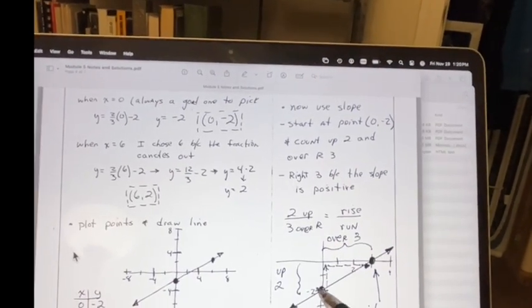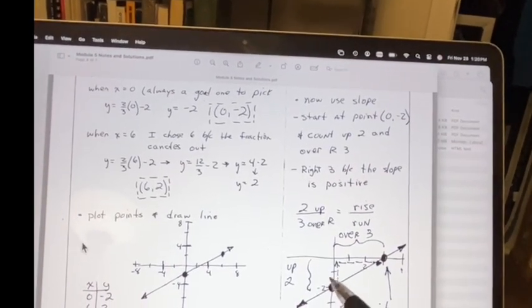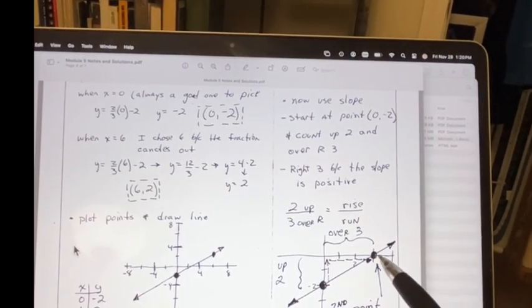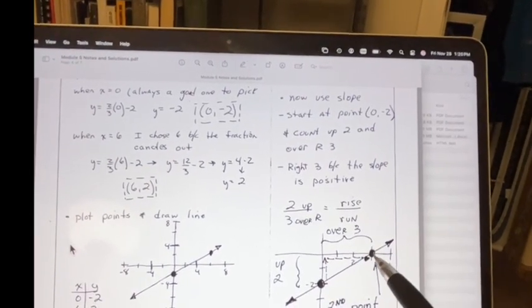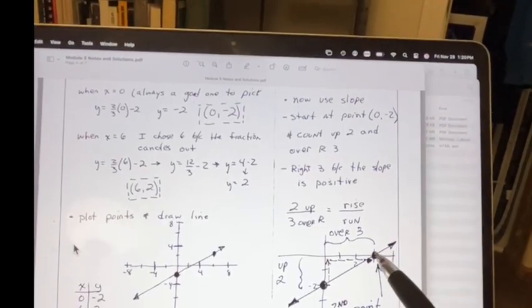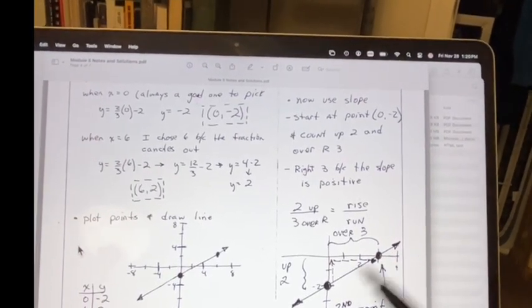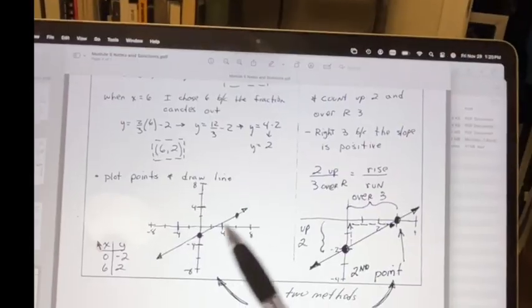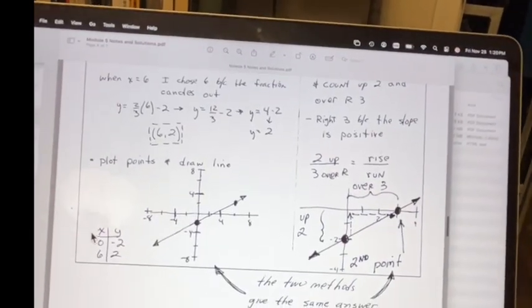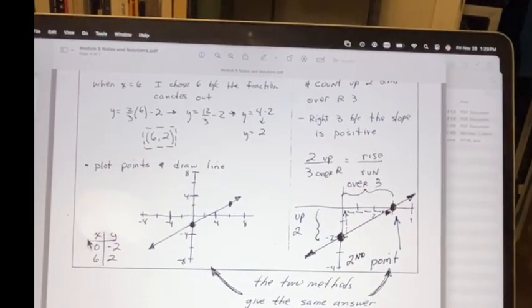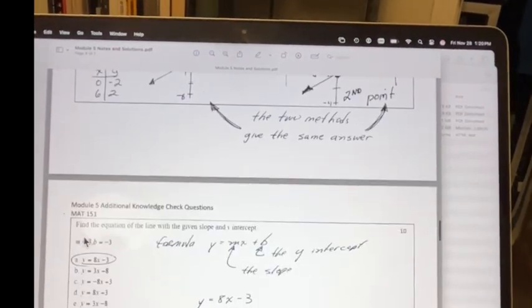Gave you a little graphic here. If you start here and you go up 2 and over 3, over 3 to the right because it's positive, you get that point, you draw a line, and look, the two methods do give the same answer. This one's zoomed in a little bit on the graph. That makes a difference to you.